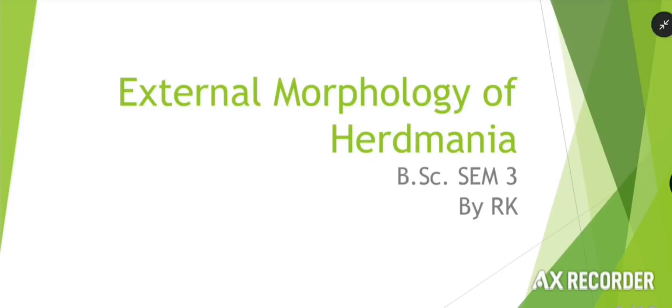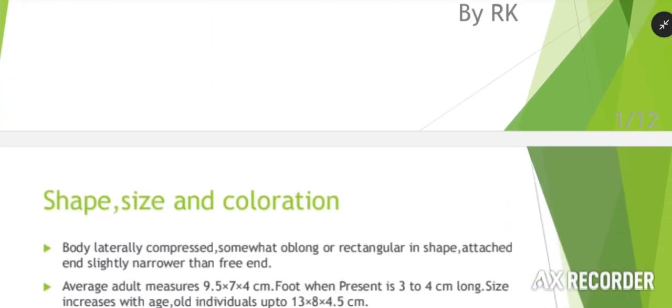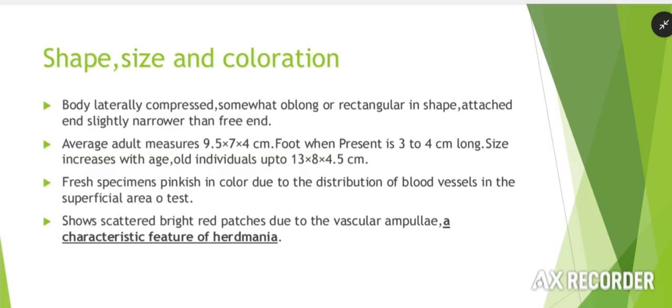Hello everyone. Today we are going to start with the external morphology of Herdmania. So now let's discuss the shape, size and coloration. Body is laterally compressed, somewhat oblong or rectangular in shape, attached end slightly narrower than free end.